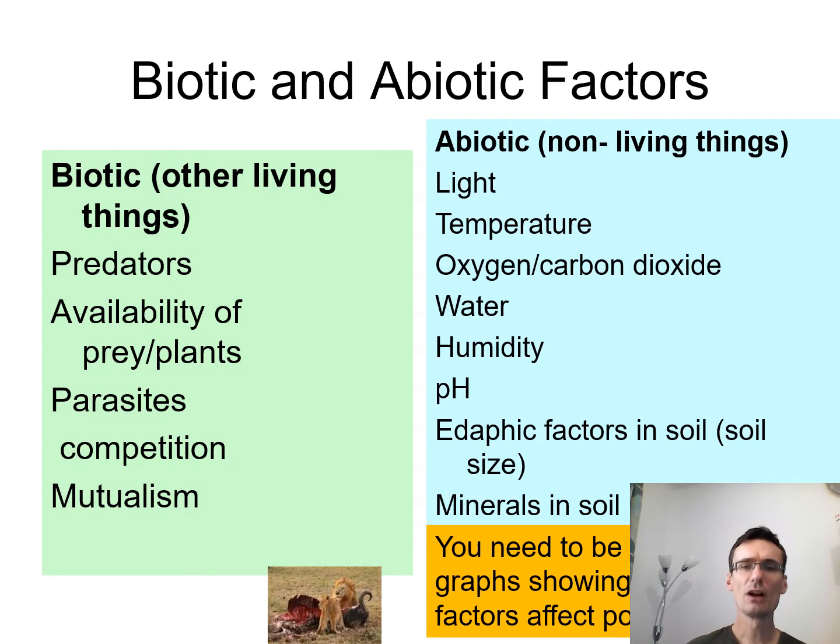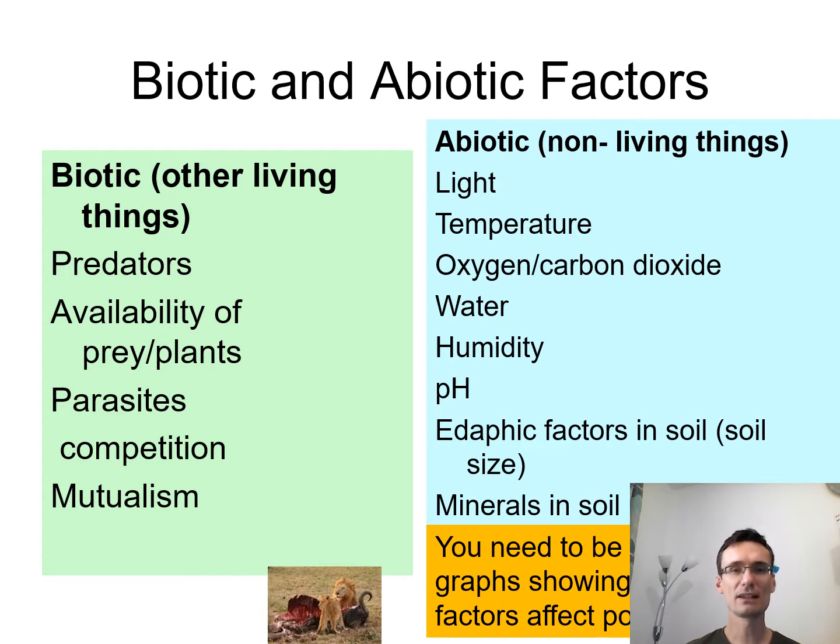So just to start off, we need to remember there's two things, biotic and abiotic factors. A biotic factor is a living thing, so it could be predators, the availability of prey or plants, parasites, mutualism. And then you've got the abiotic factors, which are other things like light, temperature, so non-living things. The reason we're mentioning this is because we're going to be looking at food chains.